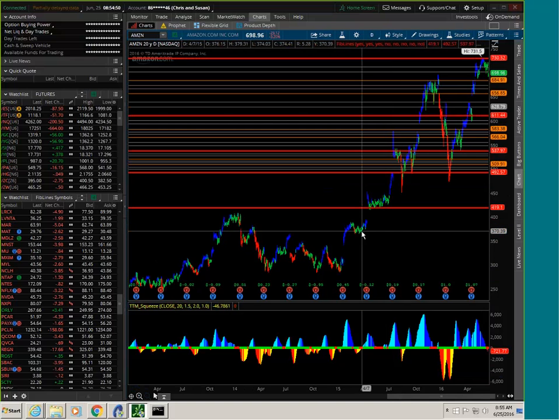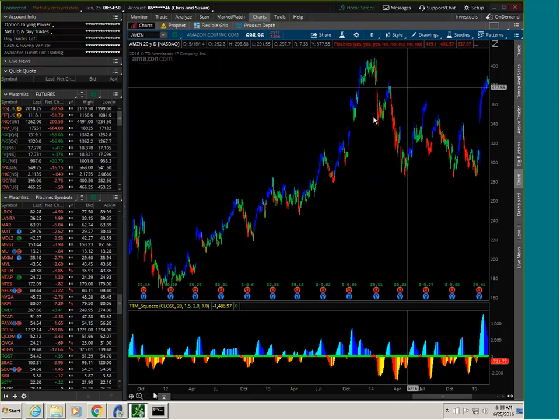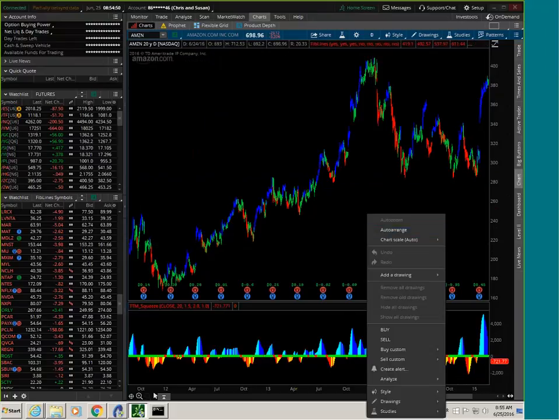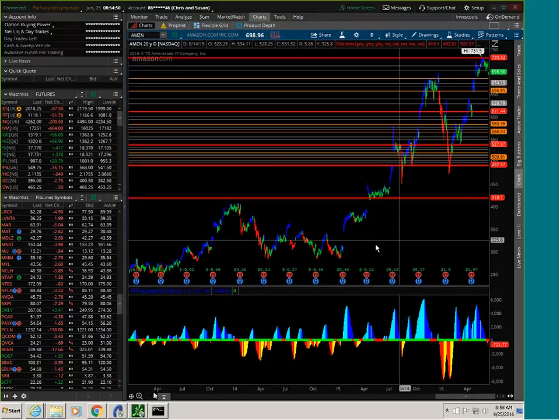And we can see we had an area of support. Oops. Where am I? Have I lost my chart? No, I don't want to stop. Just want to pause. Okay, regained my footing here.